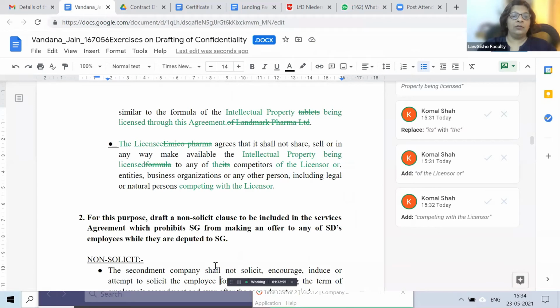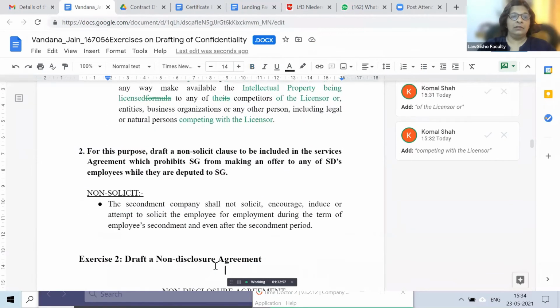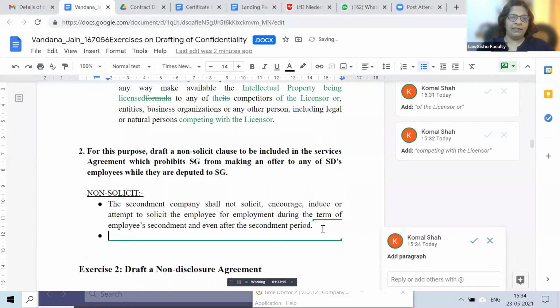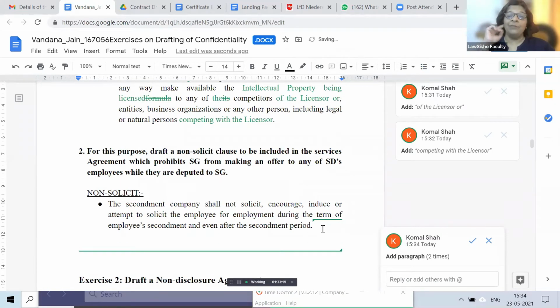Okay, so the secondment company shall not solicit, encourage, induce, or attempt to solicit the employee for employment during the term of employee's secondment and even after the secondment period. Good attempt, but there has to be better drafting, a little bit better drafting. But good attempt as in you are trying to draft it entirely from scratch on your own. Okay.